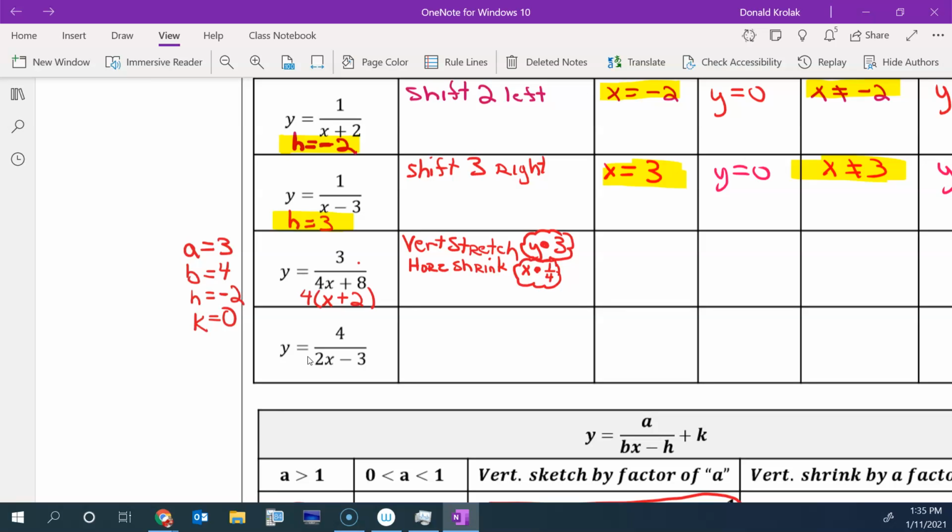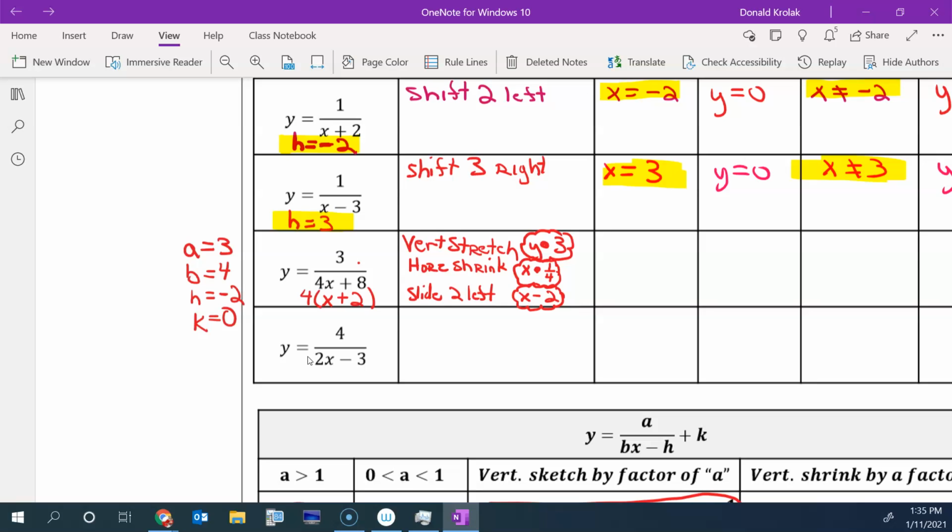Okay, and then the last thing is this slide. So then I'm going to slide my graph 2 places left. And the way I do that is I take x and I take away 2 from the x-coordinate. All right, so those are the 3 things that are happening to this graph.